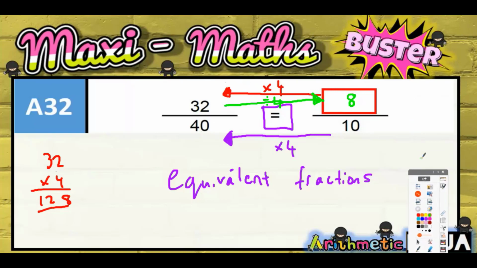And just as an extra bit of information, if you wanted this 8 tenths as a percentage, that is going to be 80%. If you want it as a decimal, it's going to be 0.8.